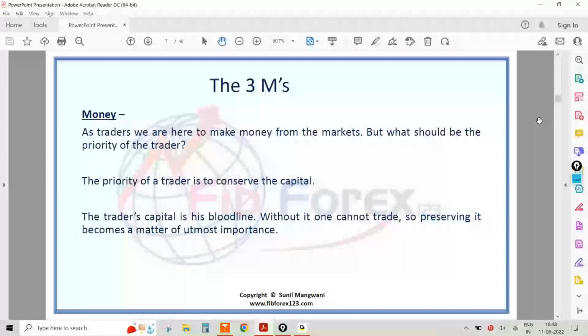First and foremost, we are here to make money from the markets, obviously. So what should your priority be? I always say, when you are a trader, your first job is that of a money manager. Your job is to conserve your capital. Obviously, your capital is your lifeline. If you don't have money, you cannot trade. It's as simple as that. So preserving it becomes a matter of utmost importance.